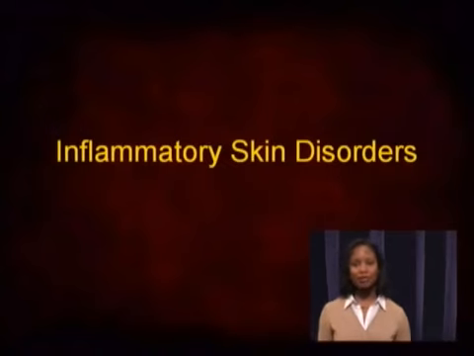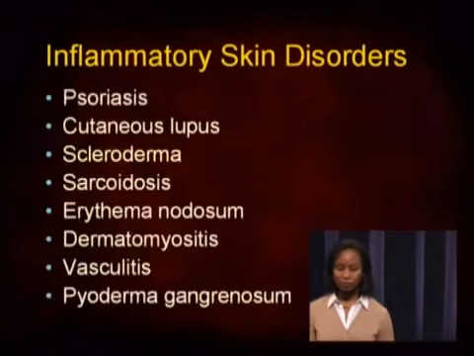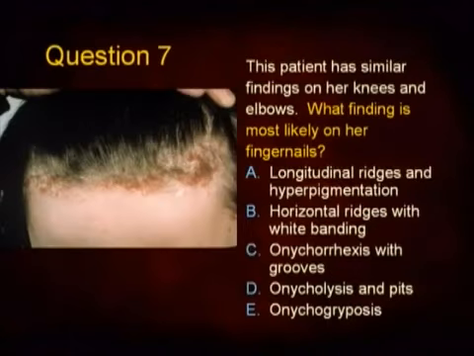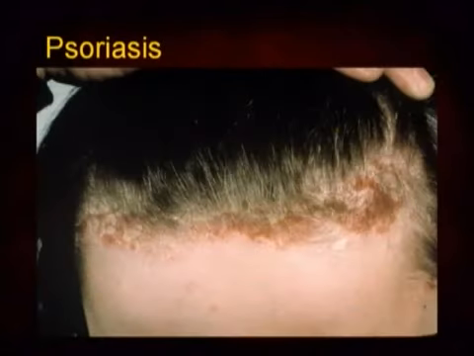Now we're going to talk about inflammatory skin disorders. So here are the ones we're going to cover. Another question for your consideration. This is a patient with similar findings on her knees and elbows. What is the most likely finding on her fingernails? So the choices are longitudinal ridges, horizontal ridges, onychorexis, onycholysis, or onychogryphosis. Think about your answer, and we'll come back to that.